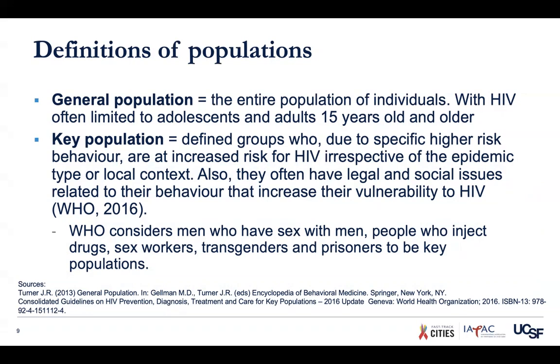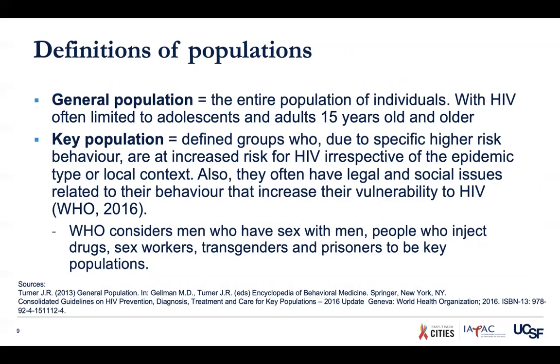A key population is a subset of the general population, and there are often several key populations, plural. They're defined as groups who, due to specific high-risk behaviors, are at increased risk for HIV, irrespective of the epidemic type or local context. They often have legal and social issues related to their behavior that increase their vulnerability to HIV.